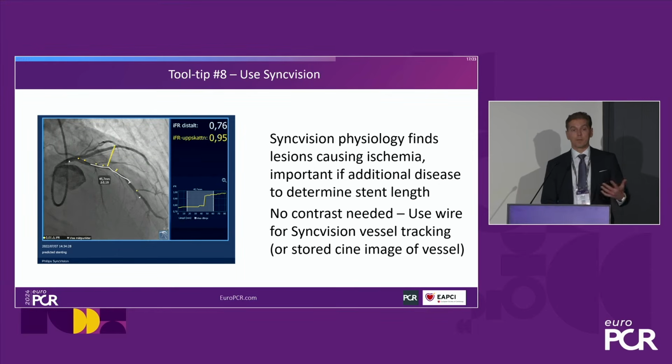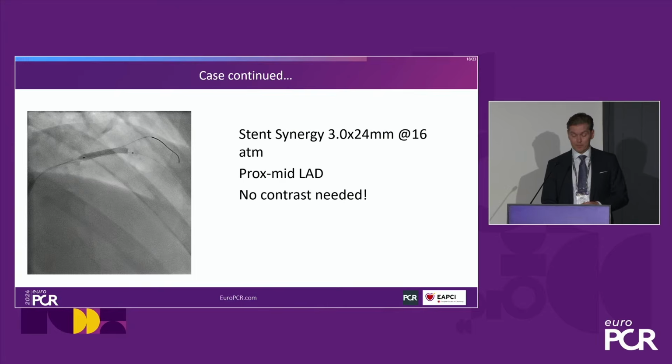We didn't have to use physiology in this particular case, but if you have additional disease, the SyncVision physiology, the iFR pullback, really allows you to find the ischemic lesions and then plan your PCI accordingly, so you don't have to stent too much or too little. In other words, you will find the lesion that is causing the issue and how to stent it as well. And a similar thing here: you can use contrast, but in a patient with severe CKD, you don't need to use any contrast at all. Just use the wire for vessel tracking, which is really easy as well.